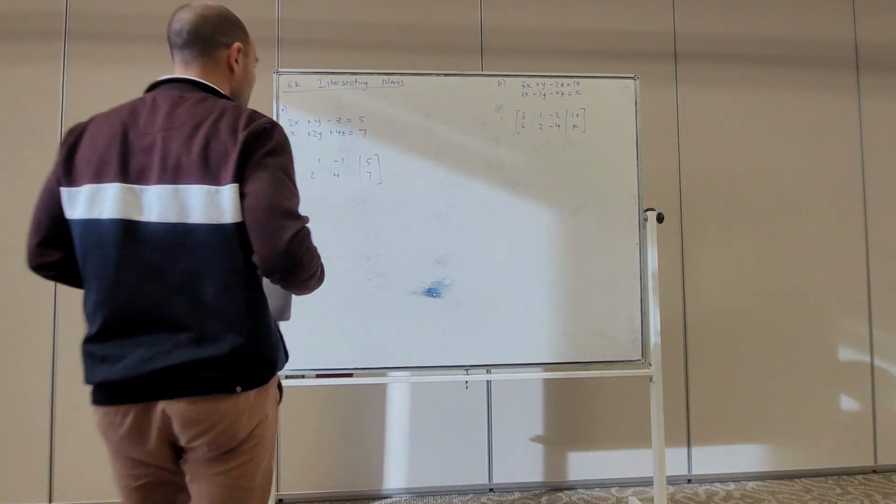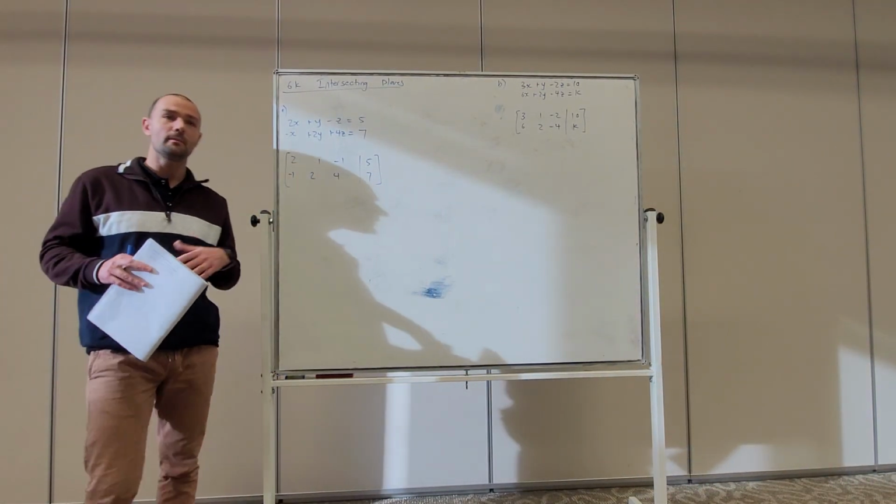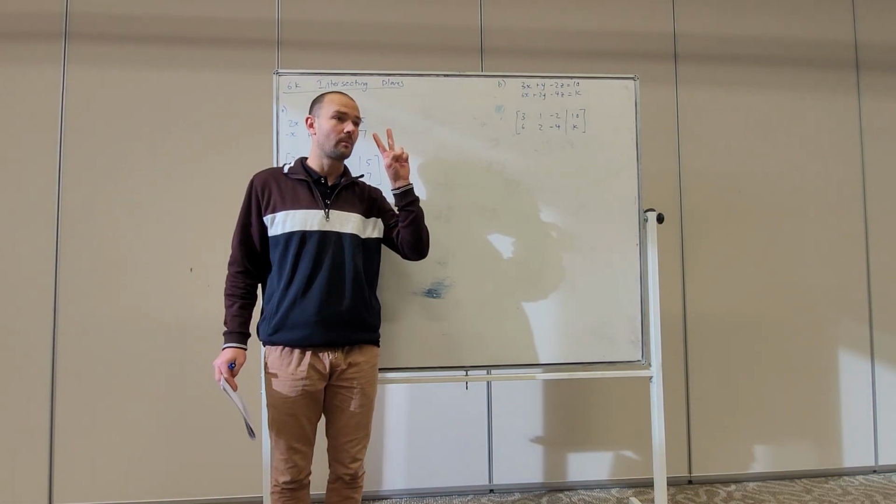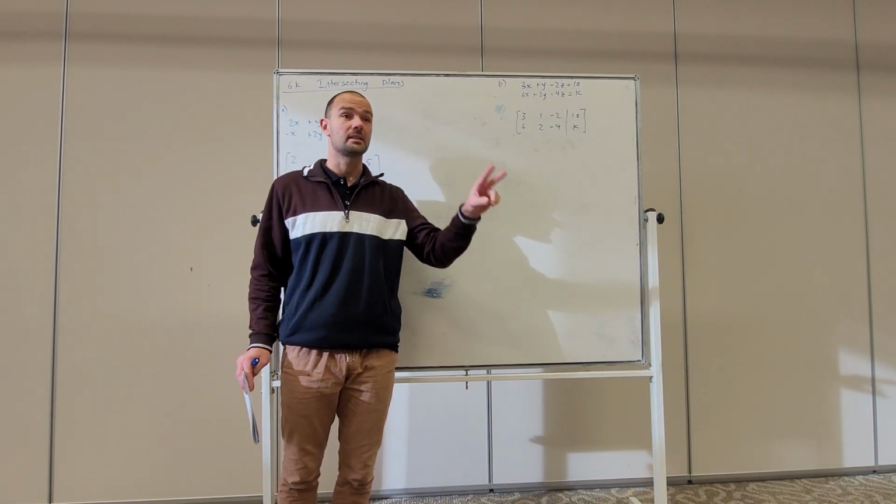Okay, so this one's divided up into two parts. We're talking about how planes can intersect. And firstly, we're going to talk about the intersection of two planes in space.